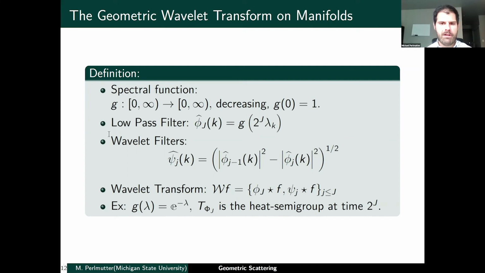And this is meant to parallel constructions which have been used in the graph setting by either Coifman and Maggioni or by Shannon, based on the heat semigroup, which coincides with our low-pass filter in the prototypical case where g(lambda) is e^(-lambda).